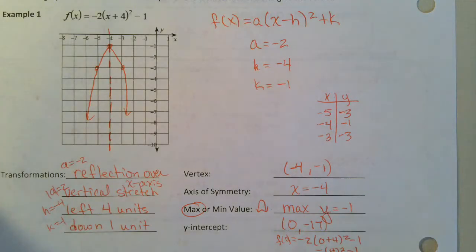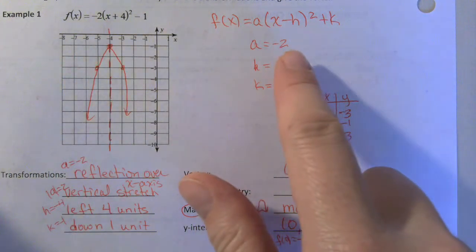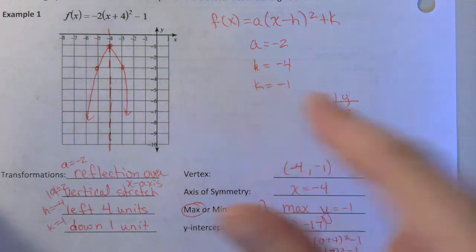All right, so we have 2 examples on the back of this paper, and I'm very limited on time, so I've already prepped them and done them. They're both in vertex form, so I have that over here. I pulled the A, the H, and the K. Remember, this is really a review.